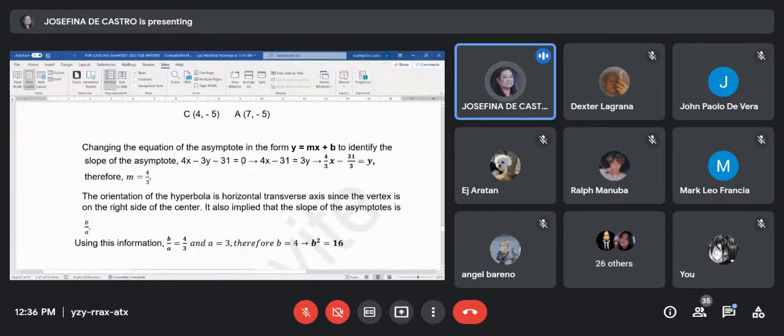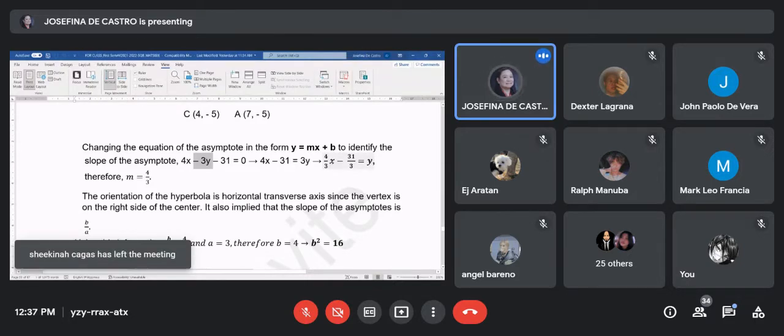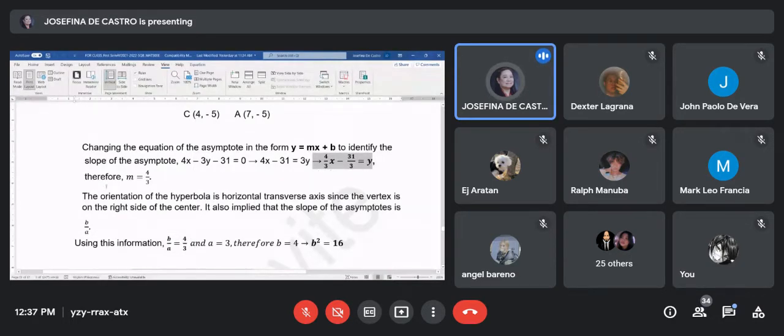So, using the equation of the asymptotes, kailangan i-convert mo muna siya sa Y is equal to MX plus B para makita mo yung slope. Okay? So, solving for Y lang yon. So, kung negative si Y, siya yung lipat mo sa kabila. So, ang nangyari, 4x minus 3y is equal to 3y. Then, divide each term by 3 para matanggal dito si 3. So, magiging 4 over 3x minus 31 over 3 is equal to y. So, dito, kita mo na ang slope niya is 4 over 3.